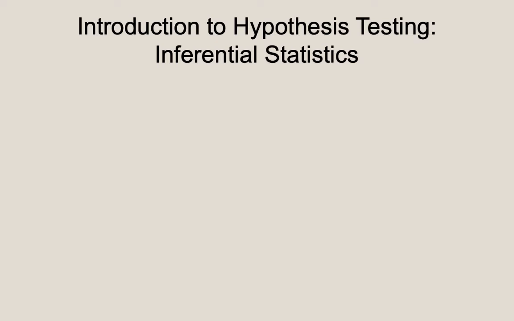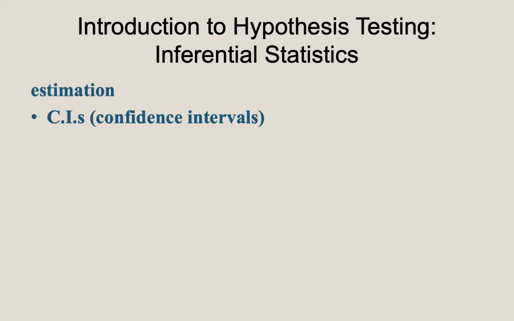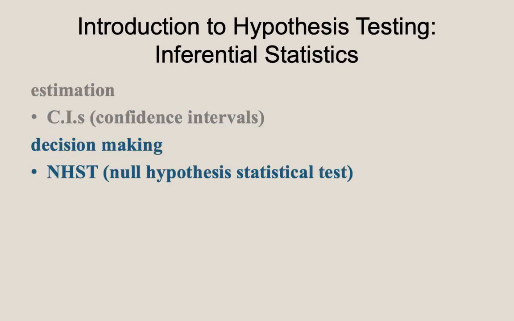As we transition from descriptive statistics, we talked briefly about probability. And the next stepping stone on this path is inferential statistics. This is where we take information about the sample and we try to infer information about the population. The first thing we talked about was estimation, which was accomplished via calculating confidence intervals. Now we will move to decision making. For this, we will use NHSTs, null hypothesis statistical tests.